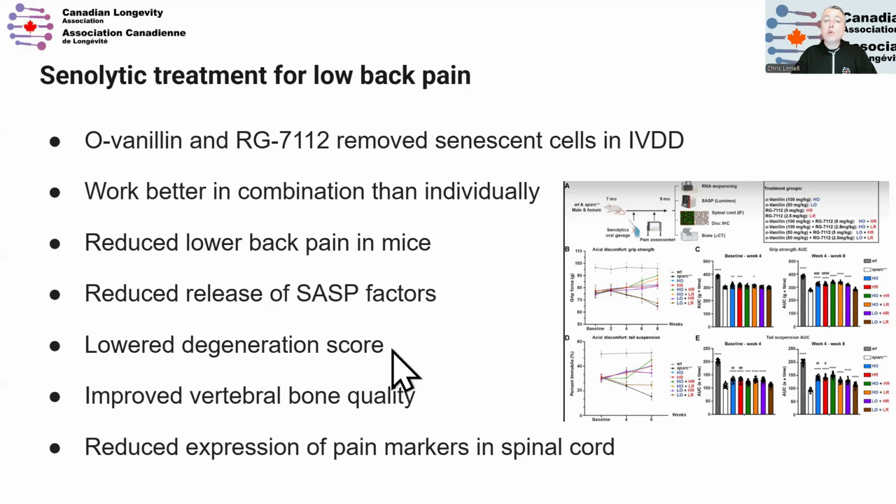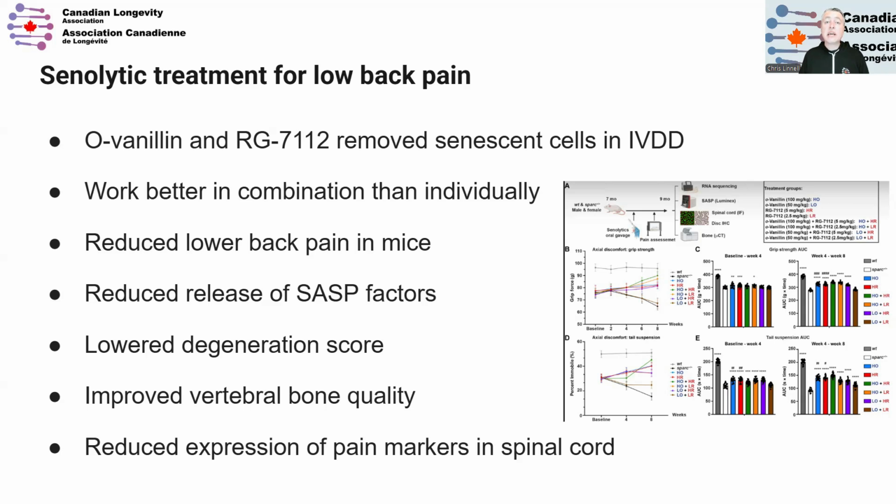There was also a lower degeneration score, and the vertebral bone quality improved. In addition, there was also a reduced expression of pain markers in the spinal cord. Altogether, this indicates that removing senescent cells was beneficial for lower back pain and could potentially provide a future treatment option for lower back pain in humans.